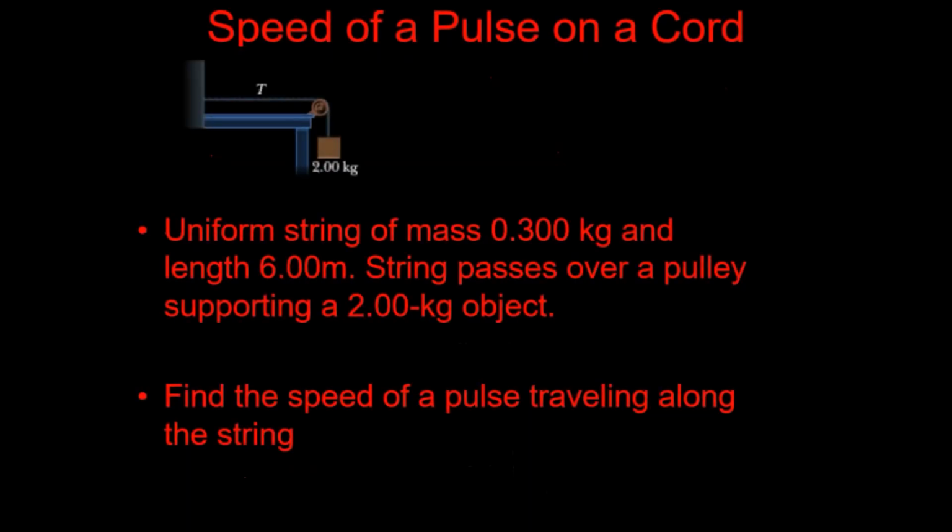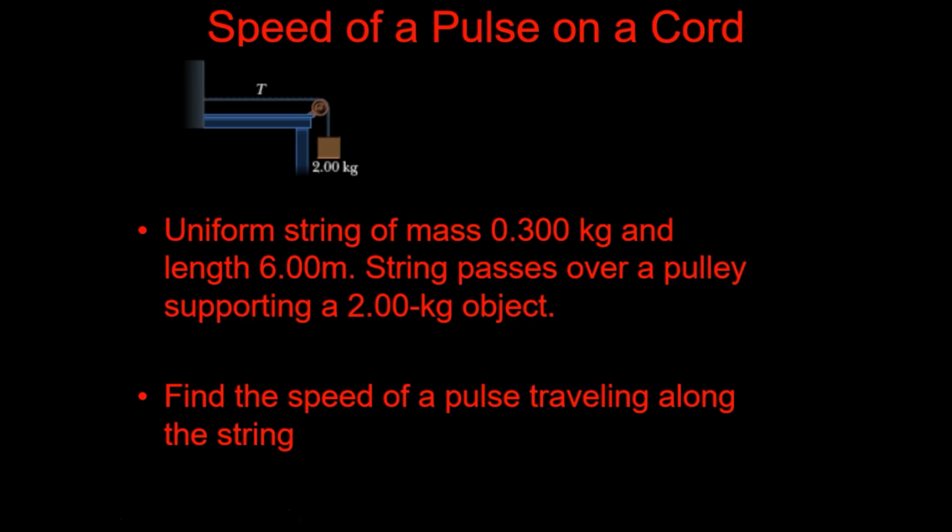Let's take a look at the speed of a pulse through a string. Here we have a uniform string of mass 0.3 kilograms and length 6 meters. The string passes over a pulley supporting a 2 kilogram object. So to make things clear, we have two masses here, the mass of the string of 0.3 kilograms and the mass hanging from the string of 2 kilograms.